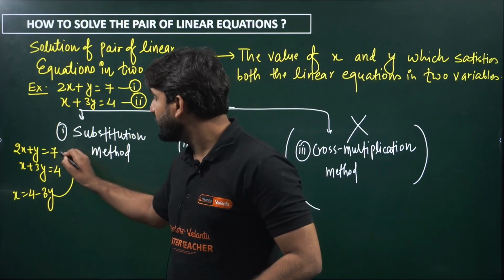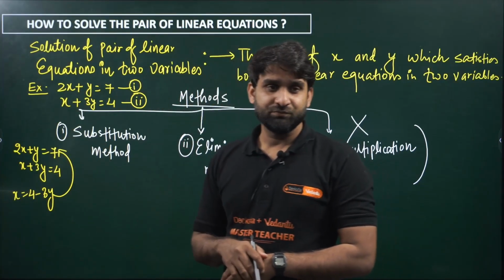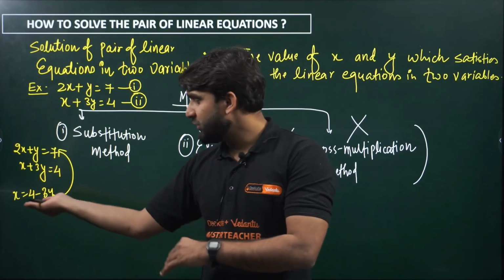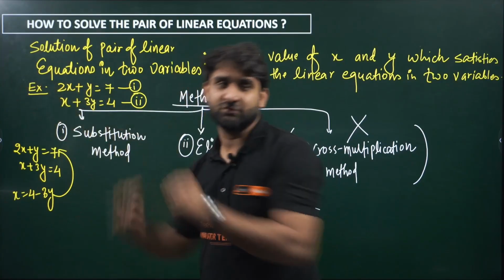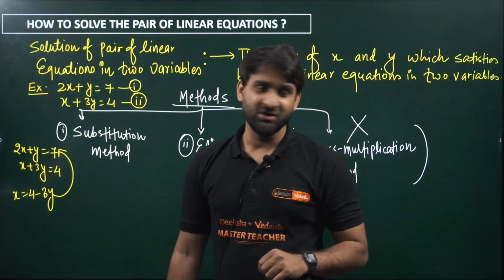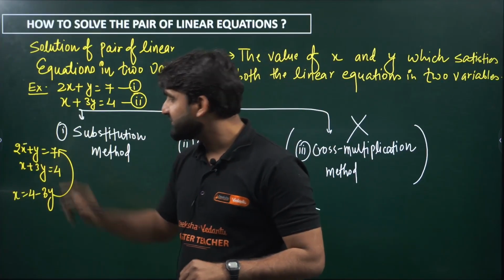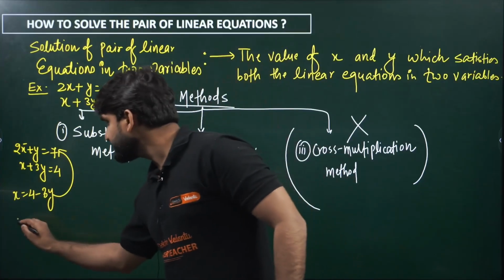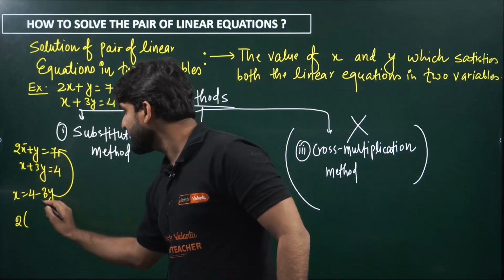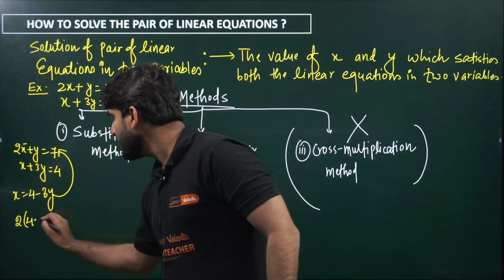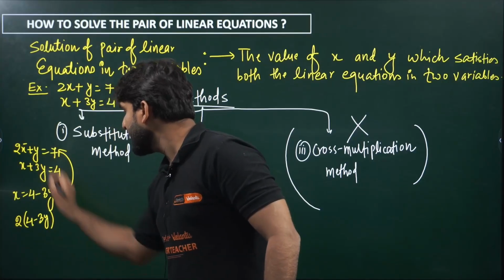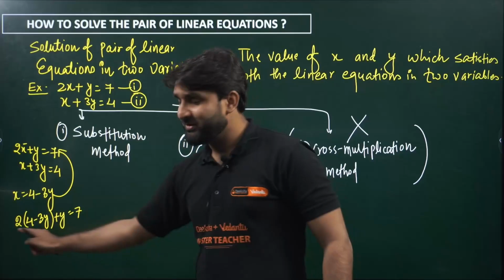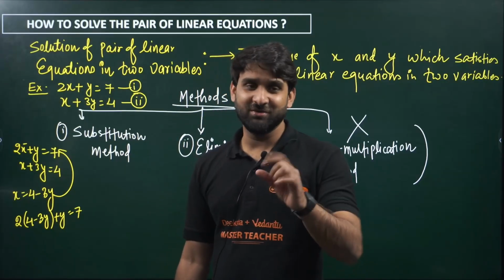Now substitute this into the first equation. Finding the value of x from equation 2, the new equation that we got, we are putting in the first. This is called substitution. At the place of x, this will be replaced. So let me show you. 2 into, at the place of x, 4 minus 3y, plus y is equal to 7. And now look, the equation has only one variable, which is y.